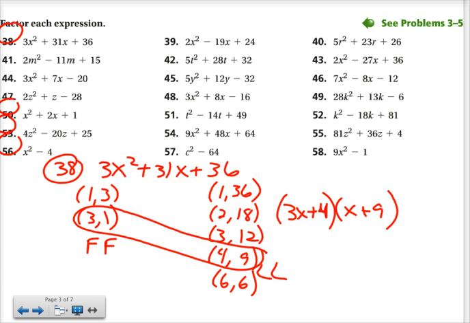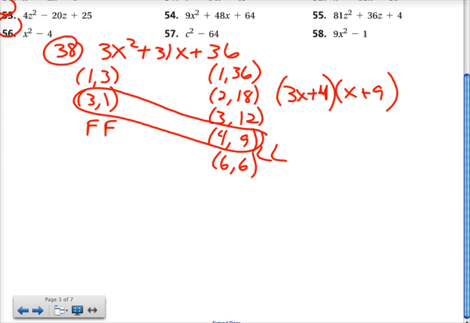Now, the next one that I had on the list here that I thought I would go through was number 50, and that's x squared plus 2x plus 1. And I know that seems really basic, but what I want to do is talk you through this in terms of what we should check whenever we're going to be factoring. So first thing I check for is common monomial factor. Nothing I can pull out of this.